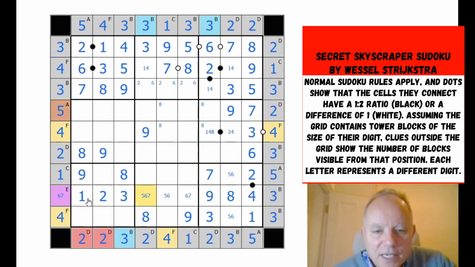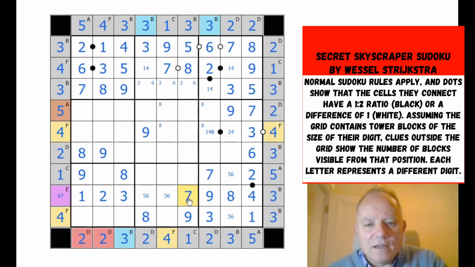Been assuming this would be 6. If that's 6, you get 6, 5, 7, which gives you a 6. If it's 7, you get 7, 5, 6, which is not enough. 1, 2, 3, 7, 9. No, that can't be a 7. So now we've got a 5, 6 pair if I'm right. Yes, that can't be a 7.